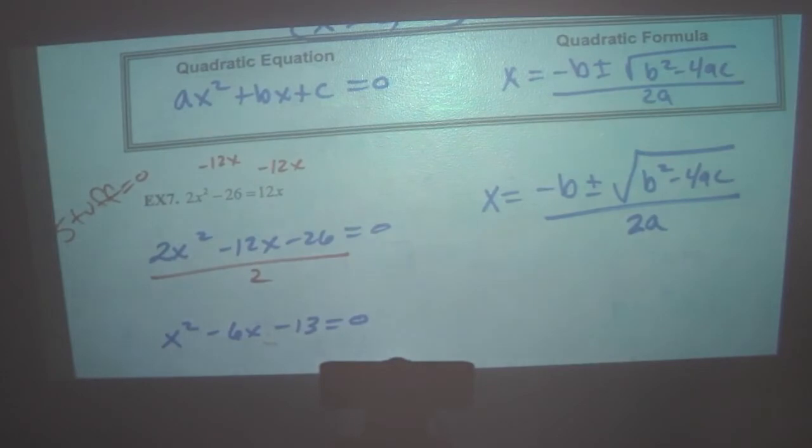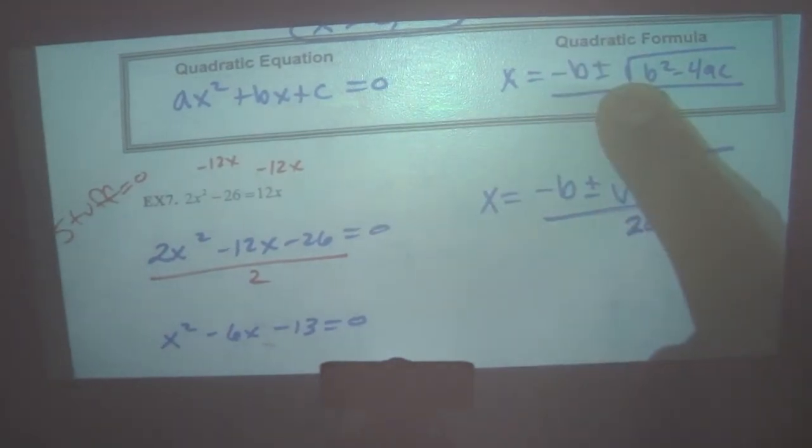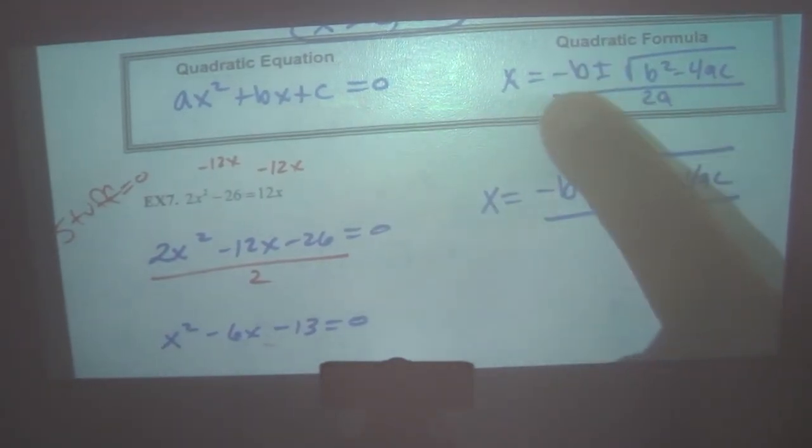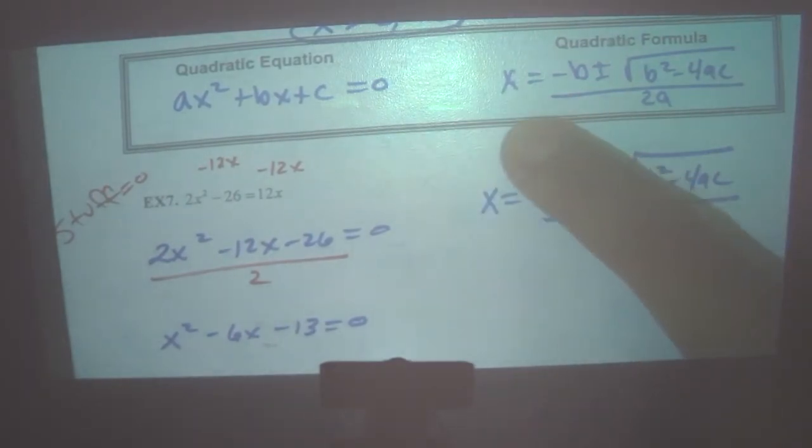Okay? All right. Quadratic formula. You've seen this before in Algebra 2, maybe at the very end of Algebra 1.